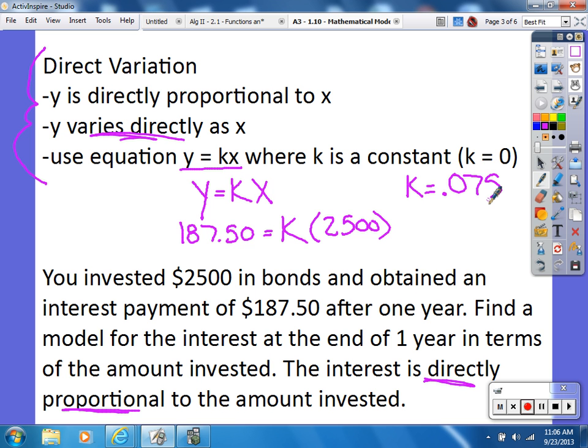Now, when something varies directly, you kind of need to be able to tell that not only from the word problem, but if I give you a table of values to figure out if it varies directly. Here's how you know. If the one thing's increasing, the other thing is also increasing. Or, if the one thing's decreasing, the other thing is also decreasing. Does that make sense? Okay.